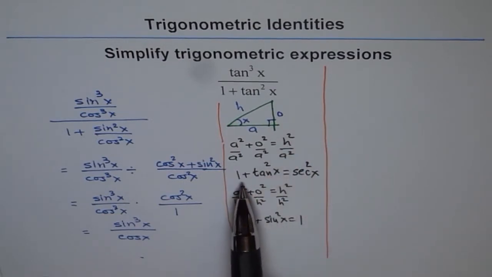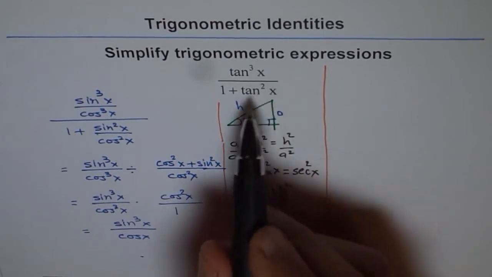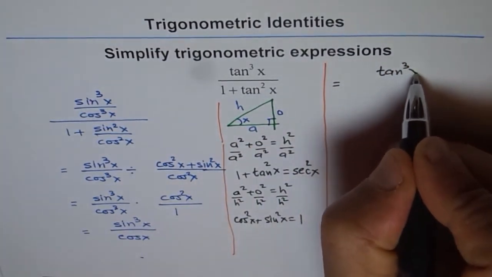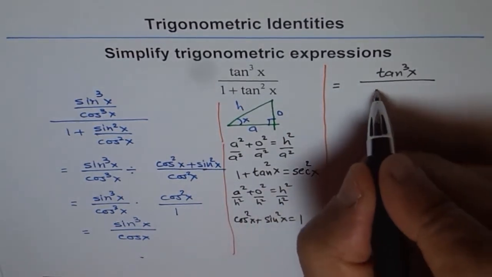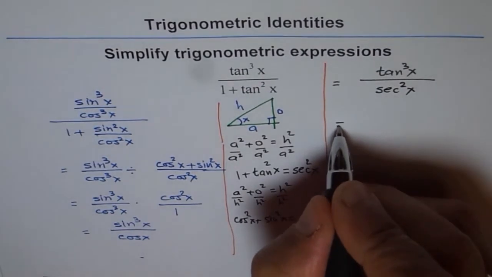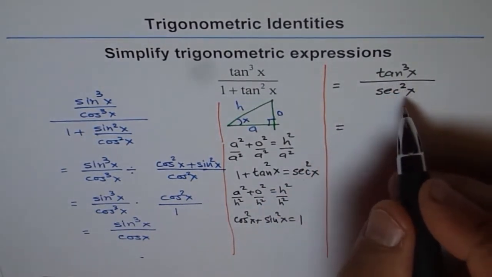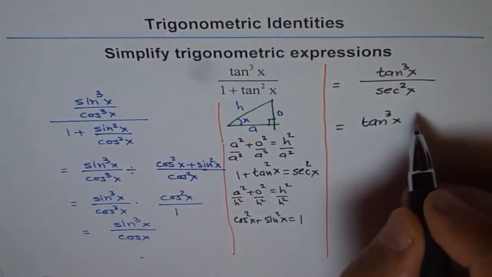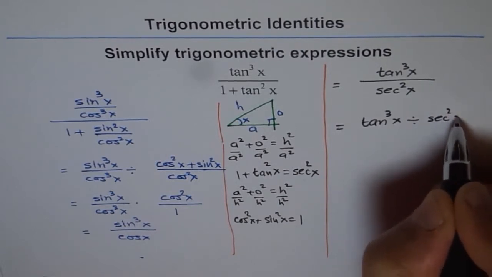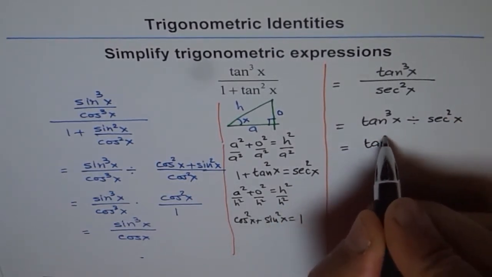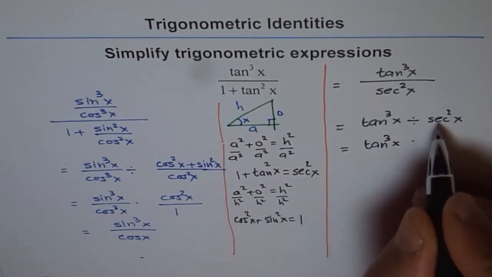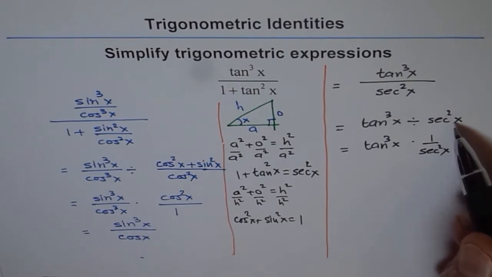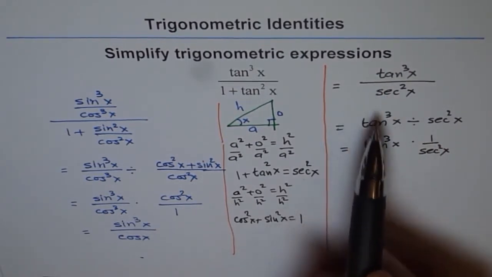Now let's use this identity, and then we can write tan cube x over 1 plus tan square x as equal to, we'll write tan cube x in the numerator, and in the denominator 1 plus tan square x is secant square x. We'll write this as secant square x, correct? Now tan cube x, so let me write this again. As I was saying, is divide by secant square x, that is 1 over cos square x, right? So I can write this as tan cube x divided by secant square x. That means tan cube x multiplied by 1 over secant square x, right? There was no need to write this statement, but some students find that convenient, and that's why I'm writing. I should have written it straight from here to this, right?